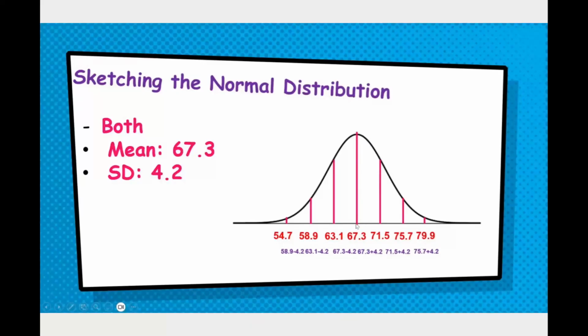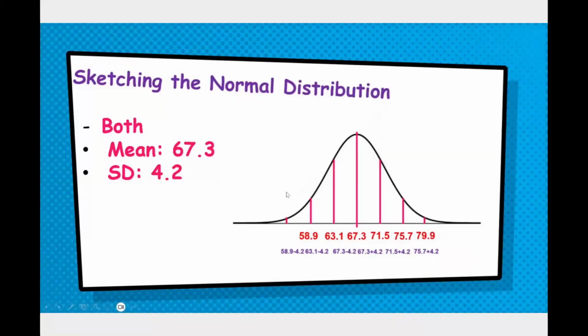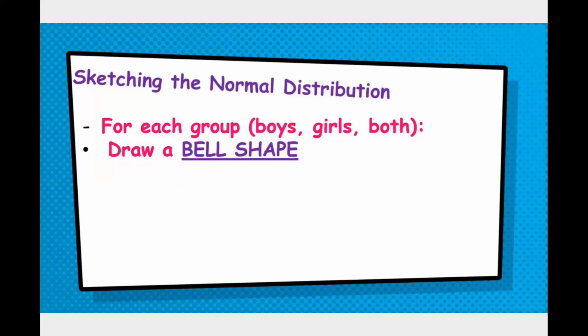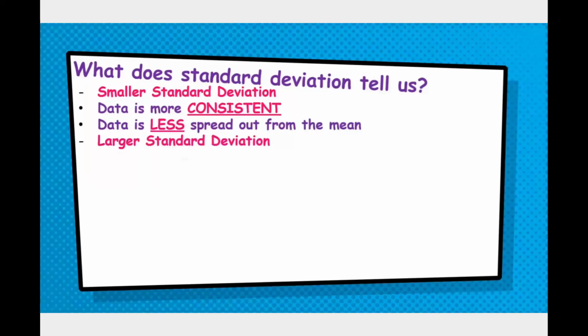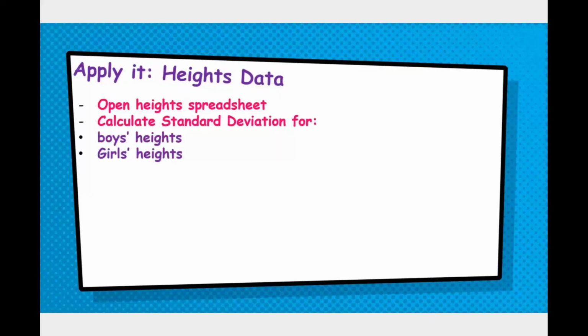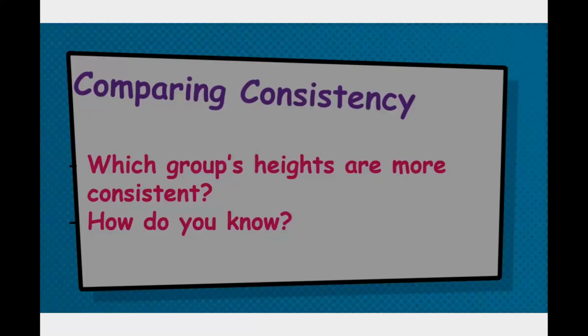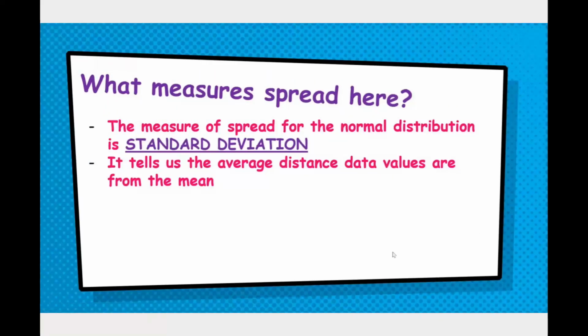So looking at this example right here, I would look at this graph and I would say the 67.3 is the mean, 71.5 is 1 standard deviation above the mean, 75.7 inches is 2 standard deviations above the mean, and 79.9 inches is 3 standard deviations above the mean. Going to the other side, I would say 63.1 is 1 standard deviation below the mean, 58.9 is 2 standard deviations below the mean, and 54.7 inches is 3 standard deviations below the mean. And then going back to just show this definition one more time.